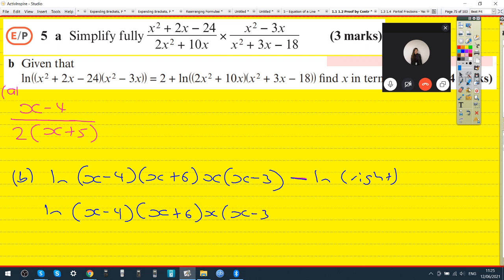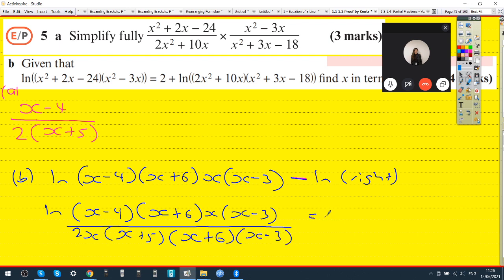Okay. Which ends up being what? The right one was... And then now we can cancel out the x minus 3, and you end up with exactly the same as the answer for part A. So ln of x minus 4 over 2x plus 5 equals 2. And you have to solve that.